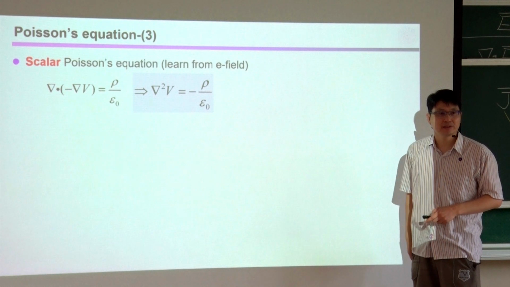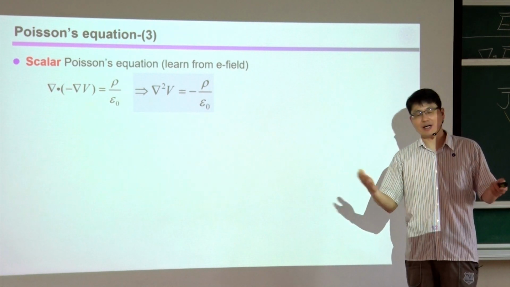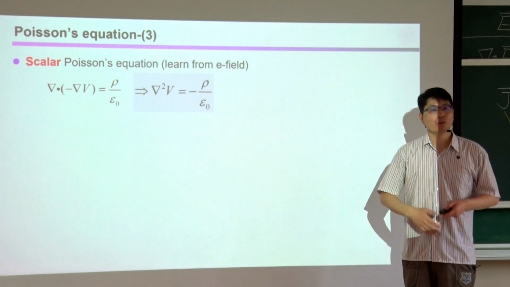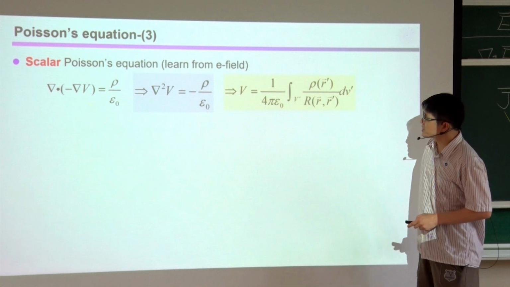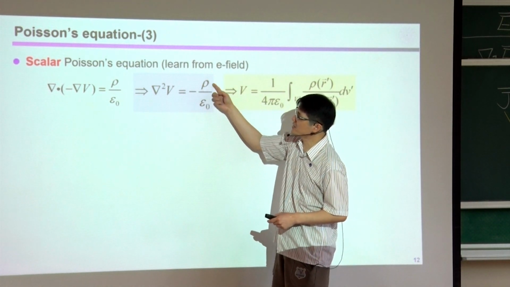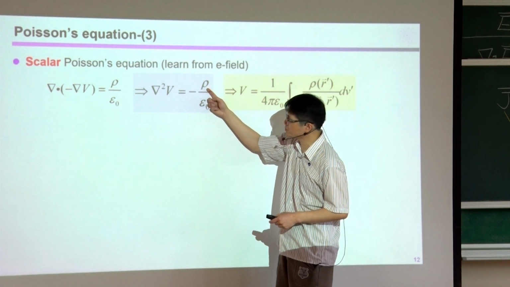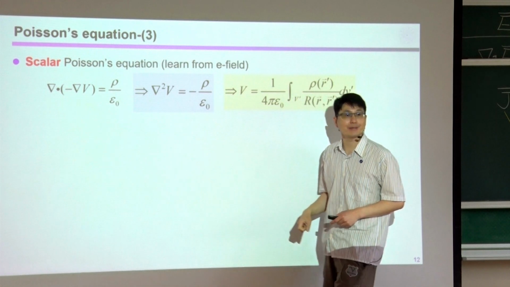Do we need to solve it? We don't really need to solve it. Why not? Because we already learned Coulomb's law. Coulomb's law tells us, well, if you know the charge density distribution as a function of space, you can try to find V. Right?